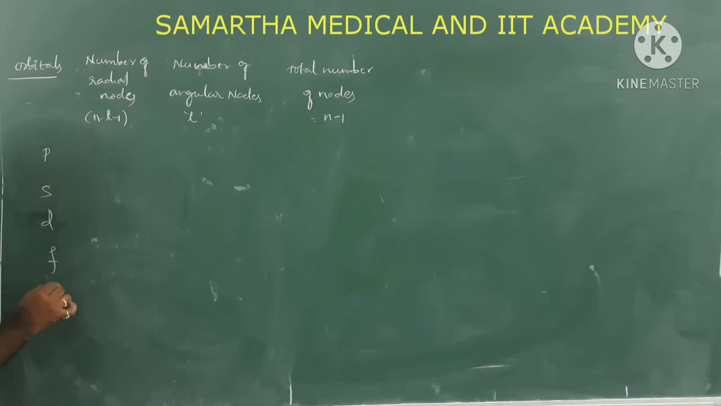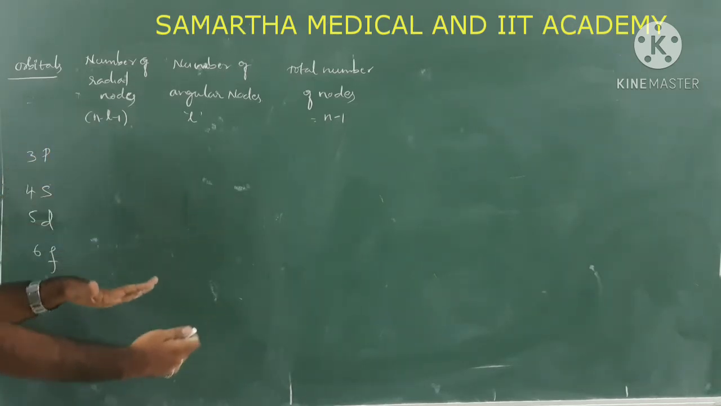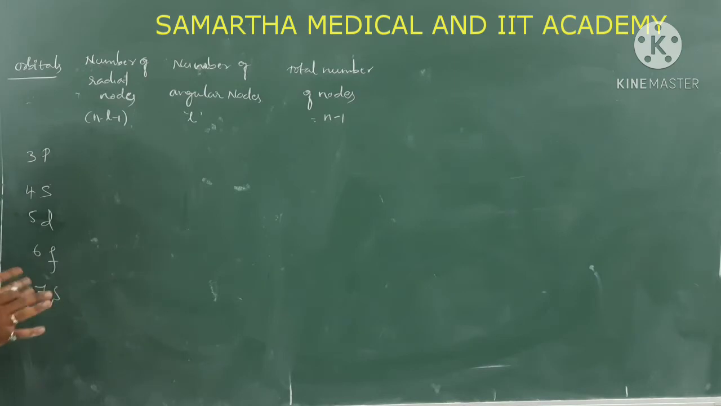3p, 4s, 5d, 6f, 7s. Guys, you just have to take any particular orbital here. I am going to write it down, and for giving an example, that's why I am taking this one. We are going to calculate the radial node and angular node. These particular orbitals are not mandatory, I am just taking them here for example purposes.